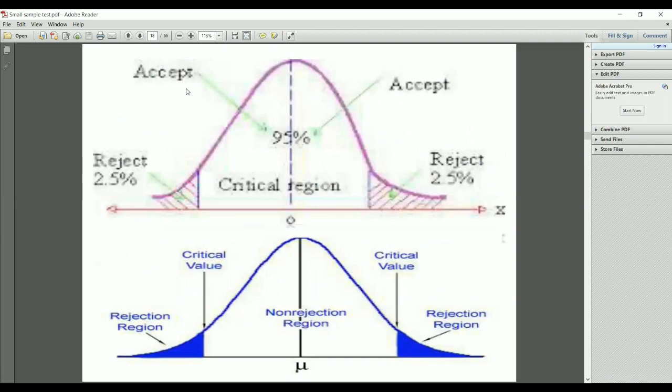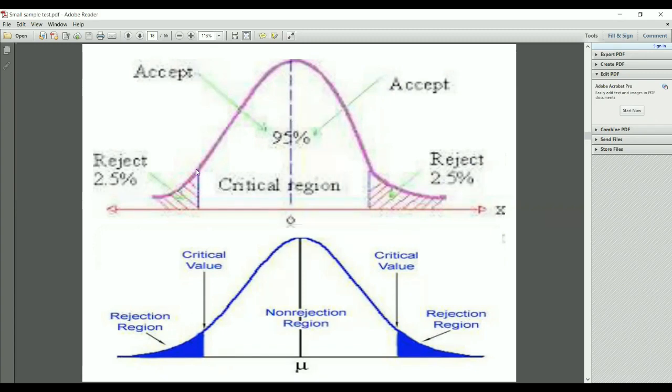So this is a small diagram. This is 95%. This is the critical region. We are considering the 5% level of significance, which means 95% is acceptance. This is a normal bell-shaped curve, that is a normal distribution. So 2.5% will be on the left side and 2.5% on the right-hand side. So this is 2.5% rejection, 0.025 here and also 0.025 here. That is 0.05 in total, and 95% acceptance lies between the critical regions.